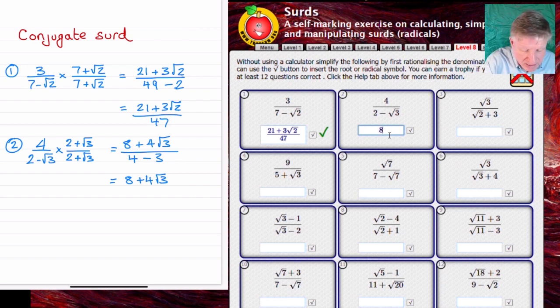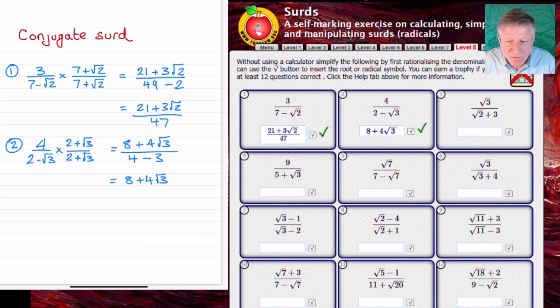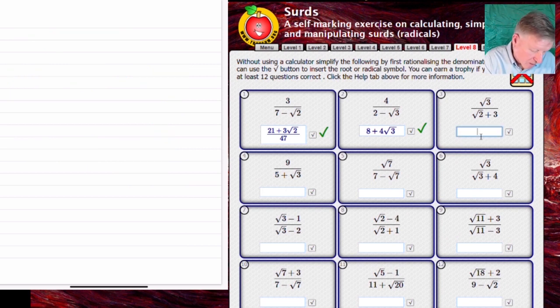Let's try it. 8 plus 4 root 3. And if I double click the check button, actually it just floats up here, so I don't have to keep going down looking for it. Yeah, it's right. Okay, let's have a look at question 3.